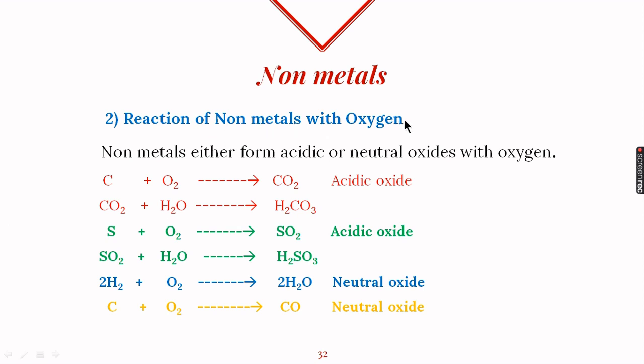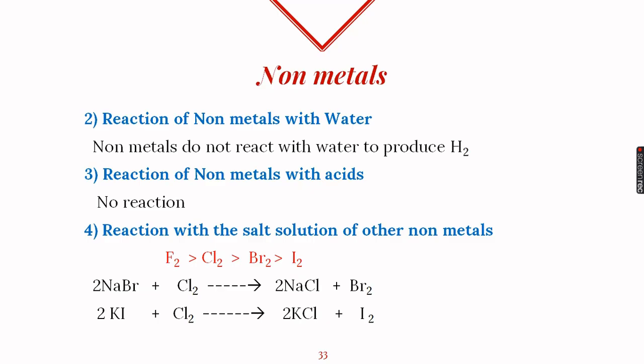But unlike metals, they do not form basic oxides, but nonmetallic oxides are either acidic oxides or they are neutral oxides. For example, carbon dioxide is an acidic oxide. Sulfur dioxide is also an acidic oxide. But water and carbon monoxide are neutral oxides. Carbon dioxide is an acidic oxide because it combines with water to give carbonic acid. Sulfur dioxide combines with water to give sulfurous acid. So we see that non-metallic oxides are either acidic or they are neutral oxides.